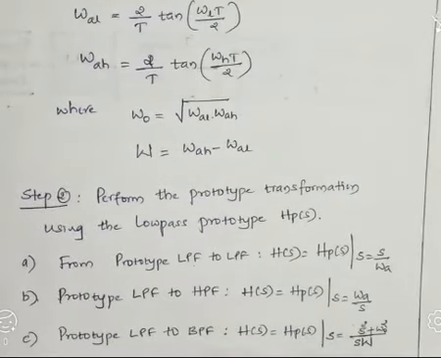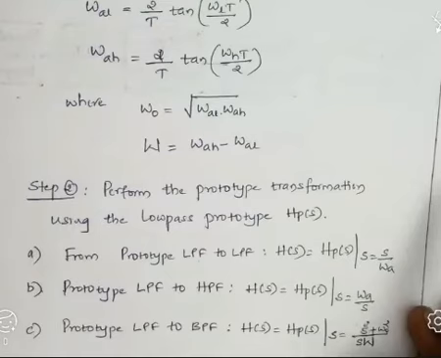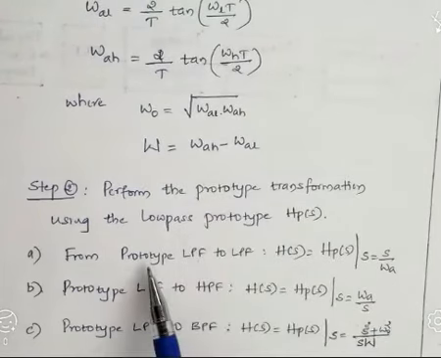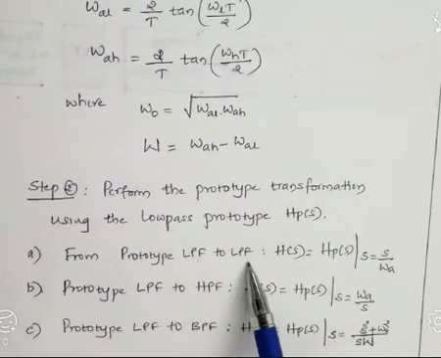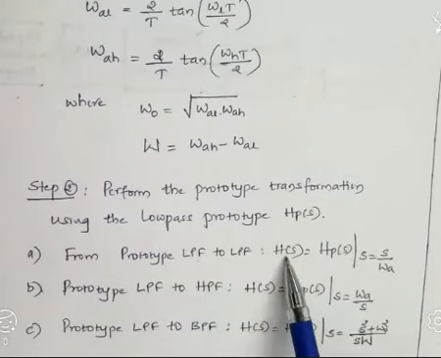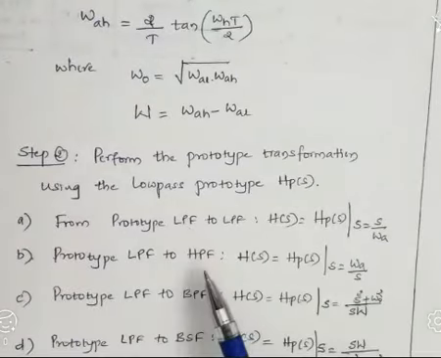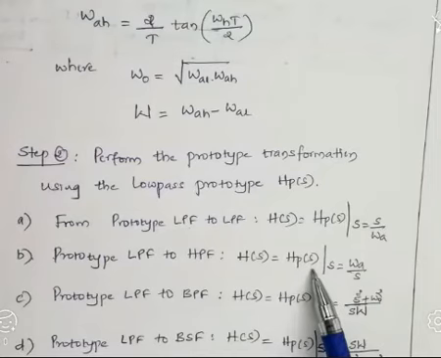So what is the meaning of this step? Perform the prototype transformation. Prototype transformation means we may observe 4 cases. Prototype means normalized. First is prototype low pass filter to low pass filter of the desired frequency, done by H(S) equal to HP(S), where P stands for prototype, and S is replaced by S by ωA. Next, prototype low pass filter to high pass filter is done by H(S) equal to HP(S), where S is replaced by ωA by S.